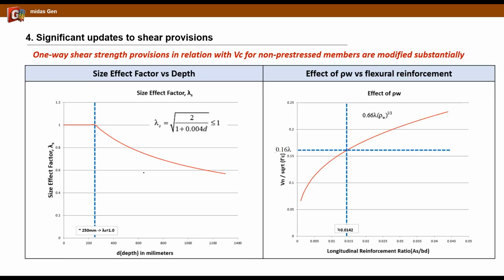Size effect factor, λs, is the factor used to modify shear strength based on the effects of member depth. As you can see in the left graph, it becomes less than 1.0 when d, the effective depth, is greater than 250 mm as the starting point.